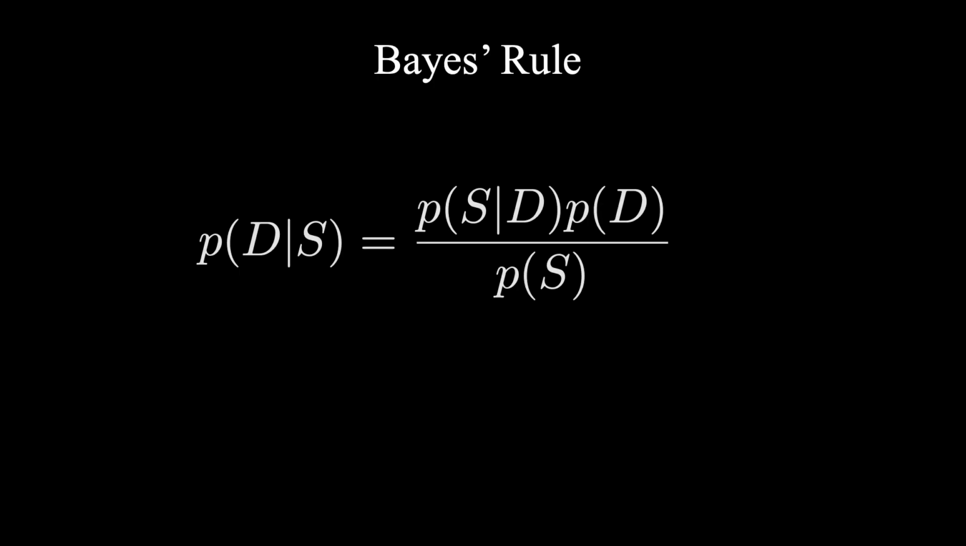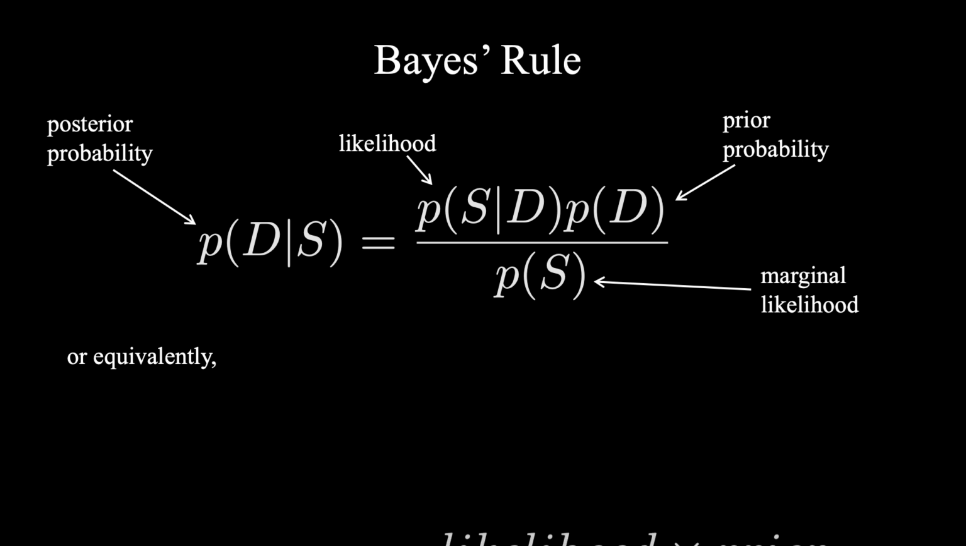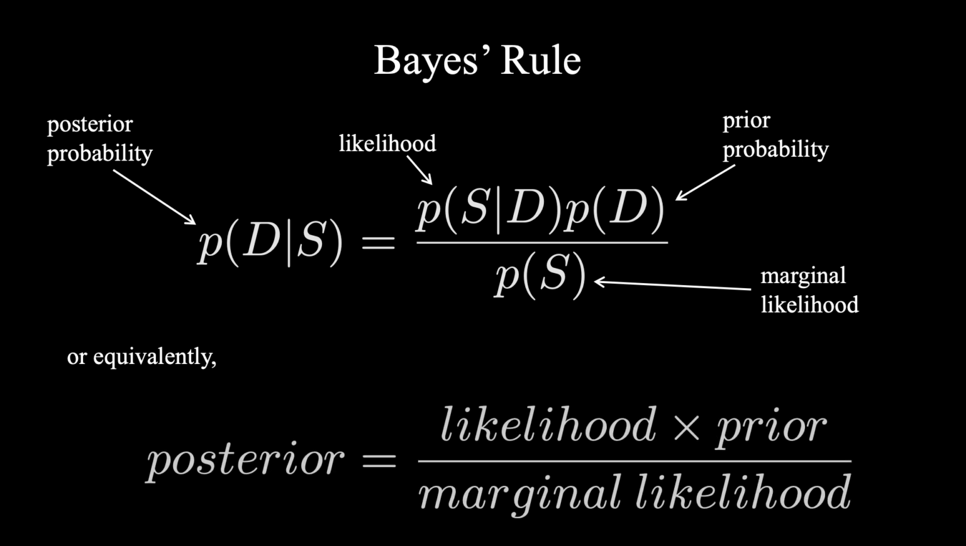Each term in Bayes' rule has its own name. The probability of having each disease given certain symptoms is called its posterior probability. The probability of certain symptoms given a particular disease is called the likelihood. The probability of each disease is called its prior probability, and the probability of having certain symptoms is called the marginal likelihood. Using these labels, Bayes' rule is sometimes written like this. This says the posterior is equal to the likelihood multiplied by the prior, all divided by the marginal likelihood.